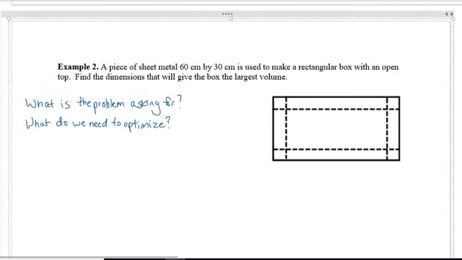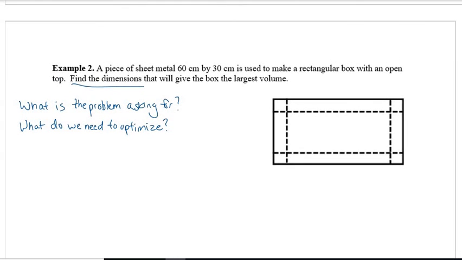So it looks like here it says find the dimensions. So in this case, if it's a box, the dimensions are going to be length, width, and height. So that's what we're going to conclude with. But it's not what we're optimizing. So we have to figure out our optimization keyword, something that talks about something that's really big or really small. So the only one that I see here is the word largest, and that goes with volume. So we're finding the largest volume. So we're going to find the volume and optimize it.